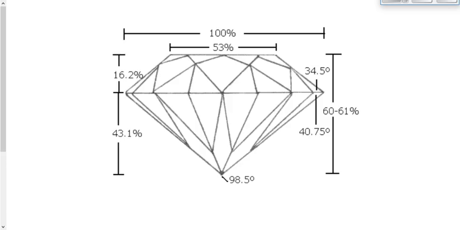Another one is clarity. We want a clear diamond. Sometimes they're a little foggy. You don't want a foggy diamond, right? You want a clear diamond. So that's the second C. The third C is the carats. Carat relates to the size of the diamond. Obviously, the size of the diamond matters, right? The bigger it is, the more valuable it is. And finally, the fourth one is the cut of the diamond.